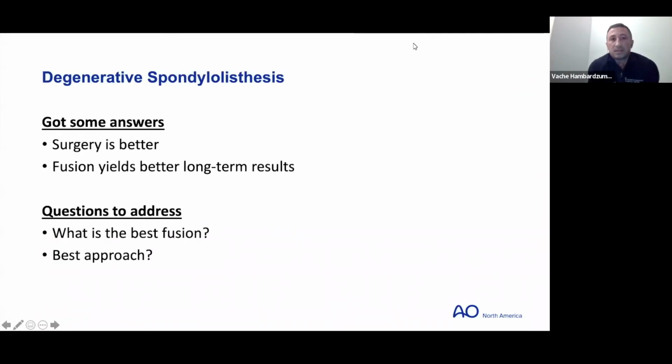So in the case of degenerative spondylolisthesis, some of the questions got answered, namely that surgery is better than non-surgical management in degenerative spondylolisthesis associated with lumbar stenosis and foraminal disease, and fusion yields better long-term results. However, there are some questions which need to be addressed, and we're going to discuss them now. First, what is the best fusion and what is the best approach? Next slide.